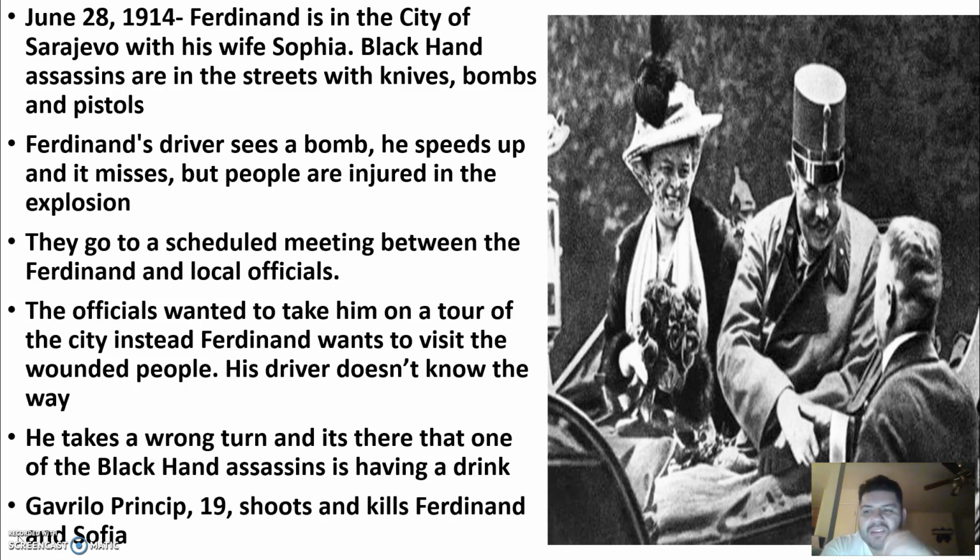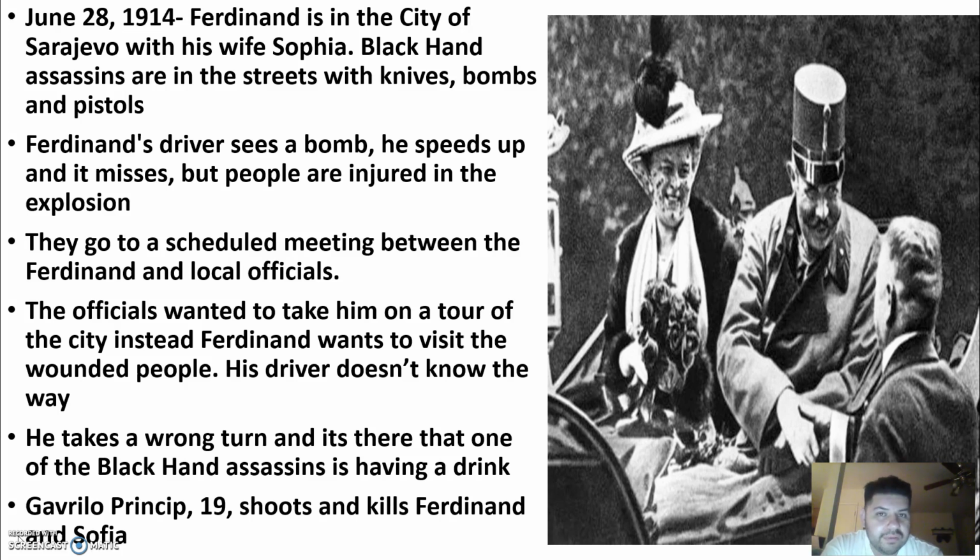And what ends up happening is one of the Black Hand people throws a grenade, well, a bomb. And the driver sees it. His quick thinking is he punches the gas and bam, they take off. Well, the bomb explodes and it doesn't damage the car. Ferdinand and Sophia are safe, but when it explodes, it does injure civilians, and they're taken to a hospital.